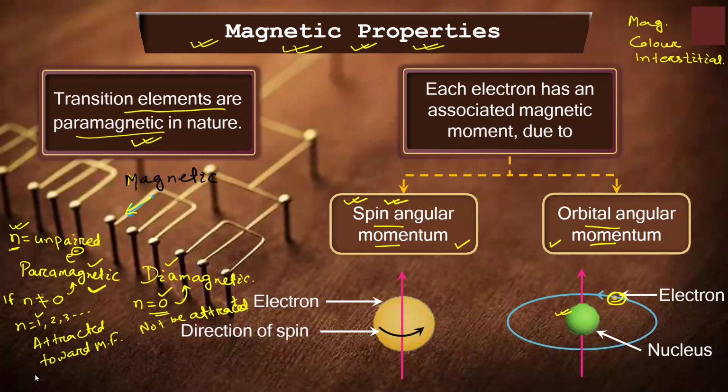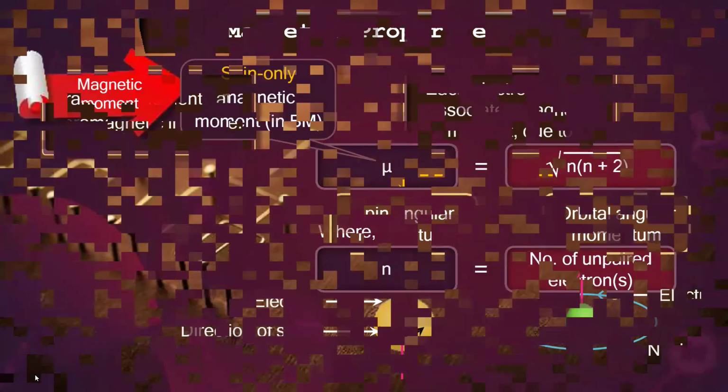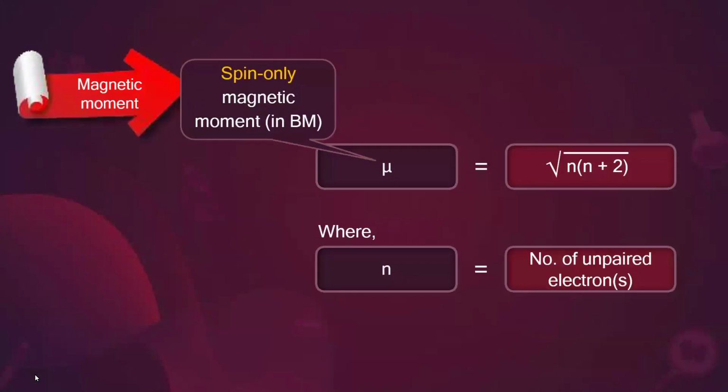But in your case, maximum questions come from this spin only magnetic moment. In higher studies, you will get to know more about orbital angular momentum. We will just see a little bit of this one here. Okay, so what happens? See, magnetic moment. How to calculate magnetic moment?